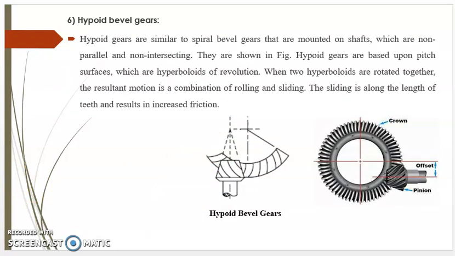Hypoid bevel gears. Hypoid gears are similar to spiral bevel gears that are mounted on shafts which are non-parallel and non-intersecting. They are shown in figure. Hypoid gears are based upon pitch surfaces which are hyperboloids of revolution. When two hyperboloids are rotated together, the resultant motion is a combination of rolling and sliding. The sliding is along the length of teeth and results in increased friction.